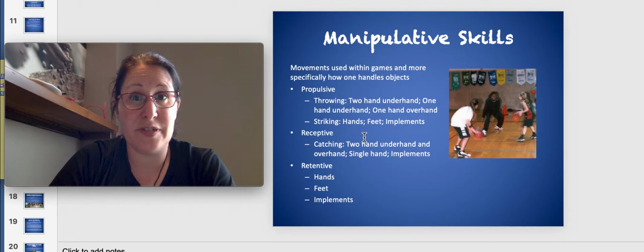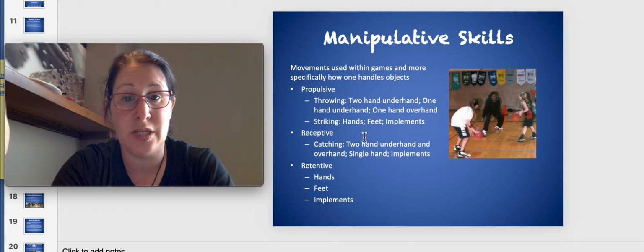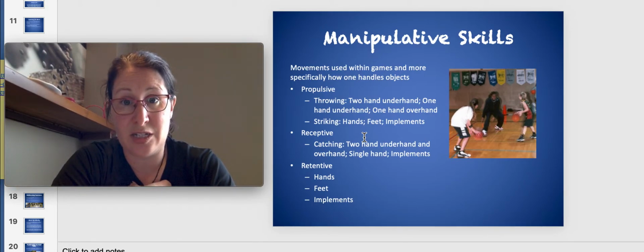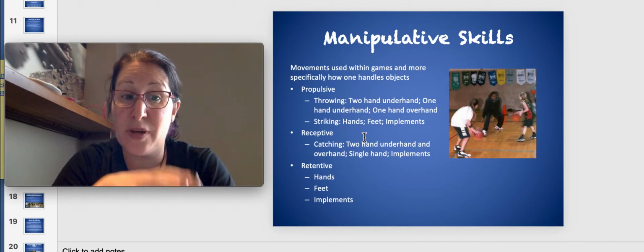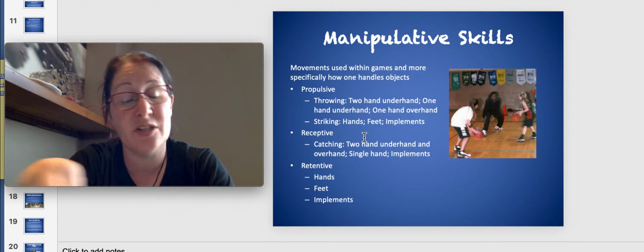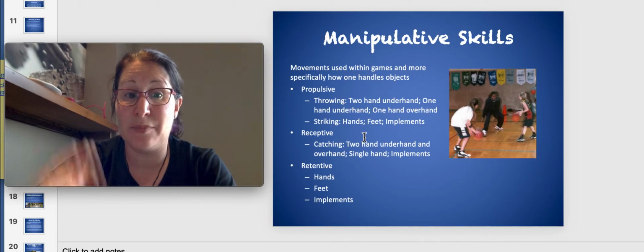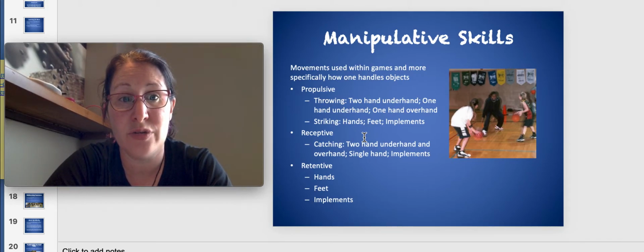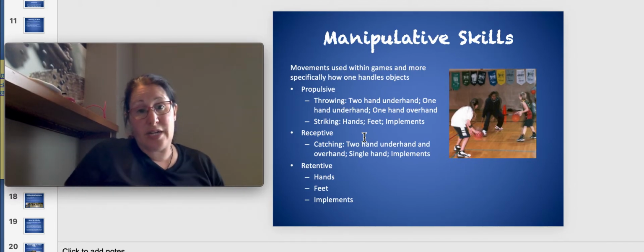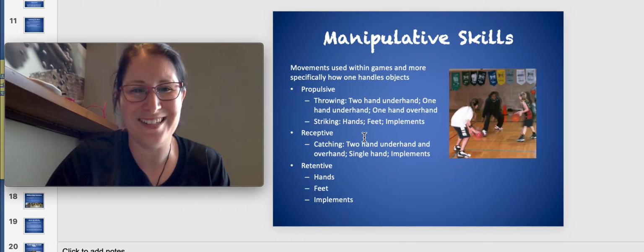And then manipulative skills. As I mentioned, this is anytime you are using an object. So propulsion, that's like throwing and striking. Receptive, that's your catching. So throwing and catching are super important manipulative skills, especially in lower elementary. And then retentive, what that means is like dribbling the soccer ball between your feet and hanging onto it, not losing control of the ball. Dribbling like a basketball and hanging onto it. Juggling is another really neat retention skill under manipulative skills.